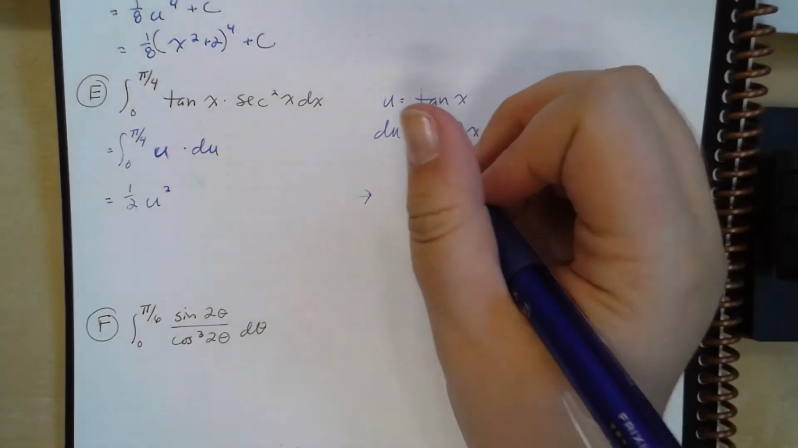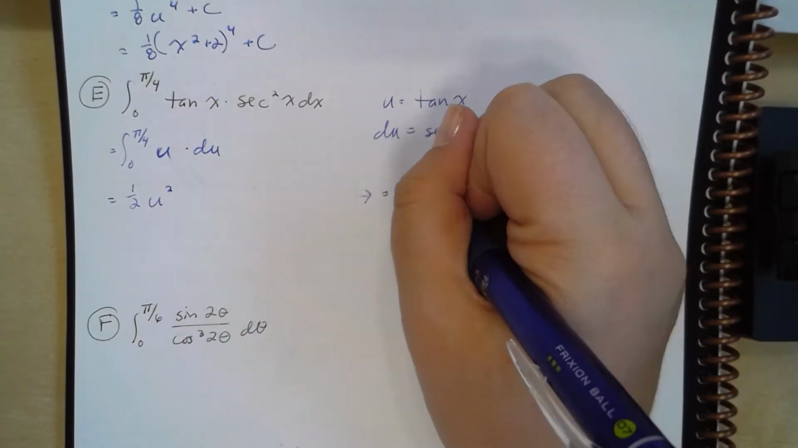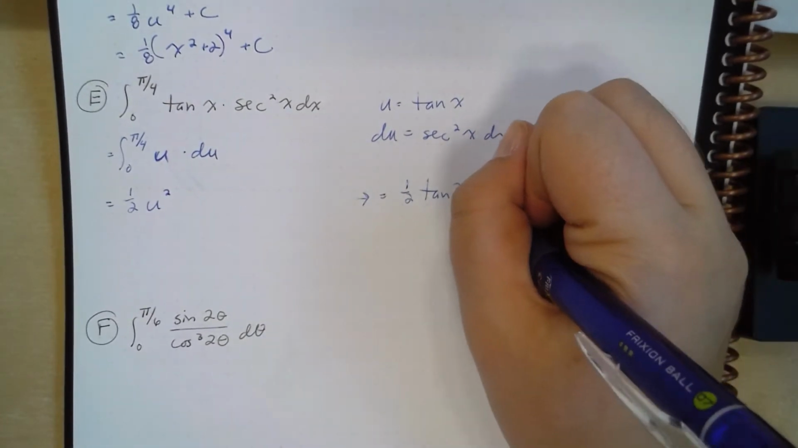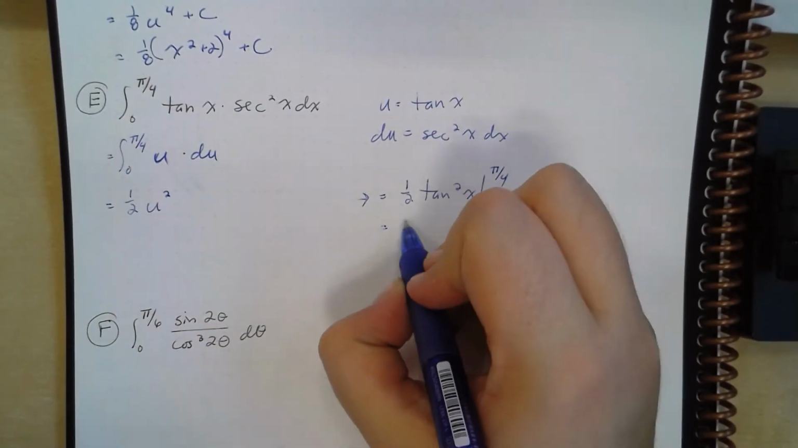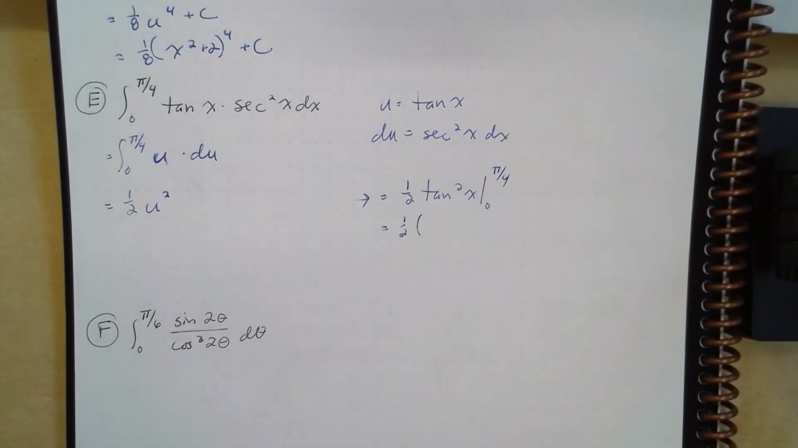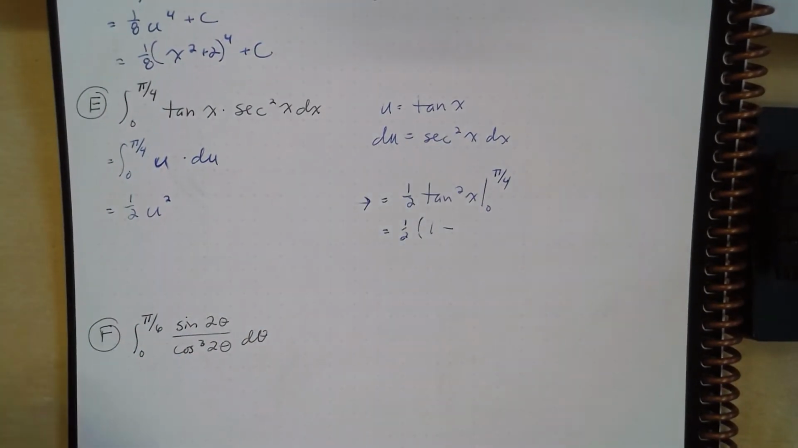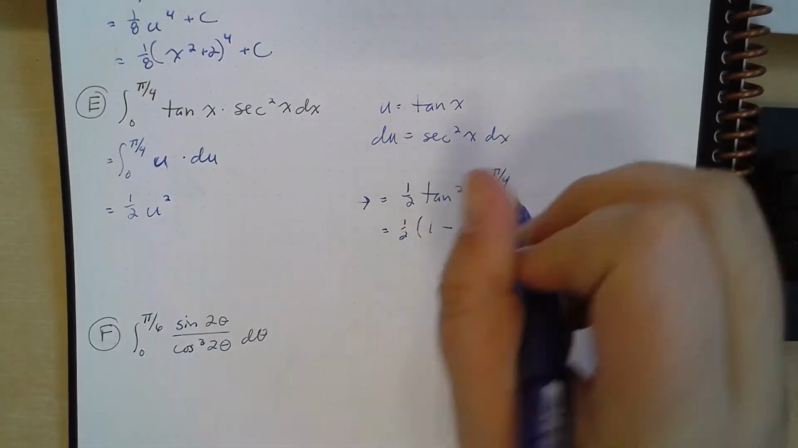Follow me over here for a moment. I could rewrite this as 1/2 and substitute this in. So I have 1/2 times tangent squared of x, and then evaluate this from 0 to pi over 4. Okay, so this would be 1/2 times the tangent of pi over 4. Tangent pi over 4 is just 1. So I have 1 minus tangent of 0, which is 0. So I just have this equal to 1/2.